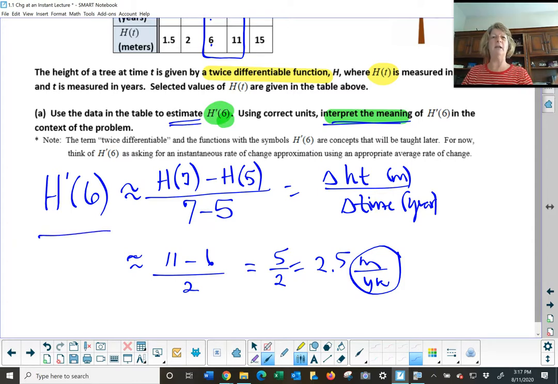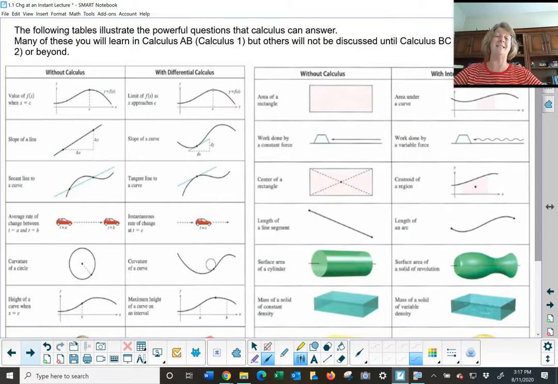H prime of 6. I'm declaring a function, h prime, giving it the independent variable, time. Oh, it's at 6. So much stuff. You're going to grow so much mathematically. It's exciting. All right. The following table, this was in our textbook. Without calculus, with calculus, things that we can do with calculus that we couldn't do before. So before we had slope of a line. Now we're going to talk about the slope at a precise point. This was over 2 time intervals. We're talking about the slope at a particular point. And that was the practice we were doing today.